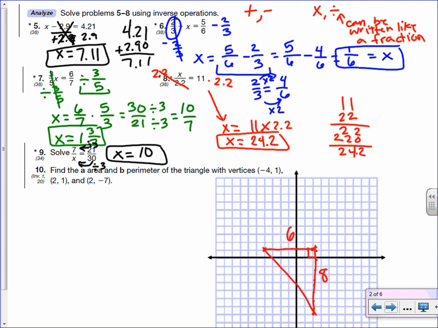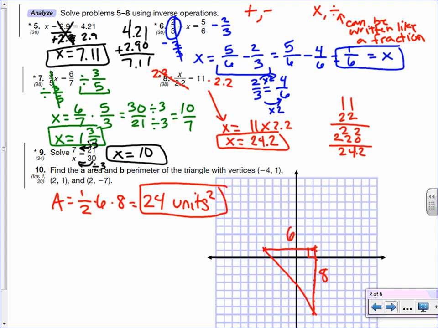To find the area, the formula is 1/2 the base times the height. Half of 6 is 3. 3 times 8 is 24. Don't know what the units are, so we just call them units. And since it's area, it's squared.